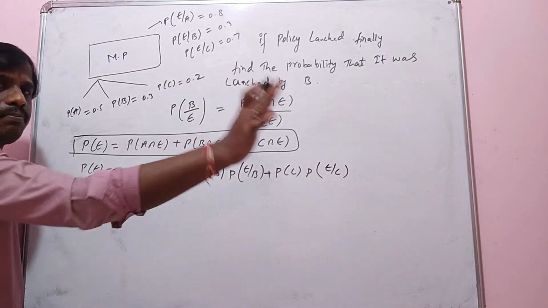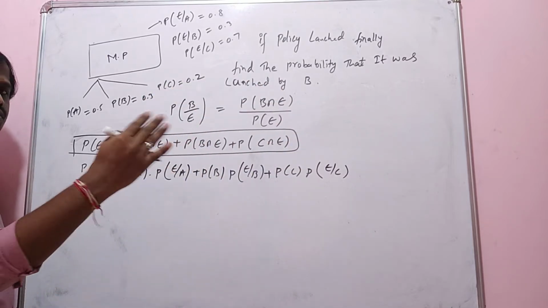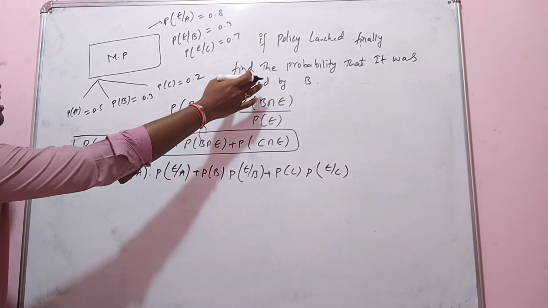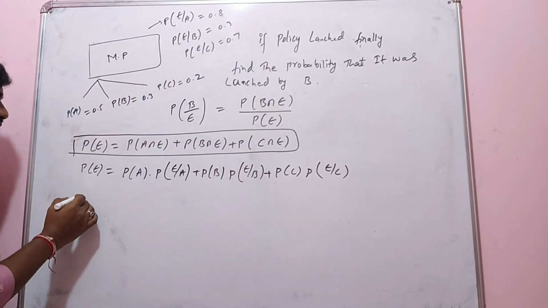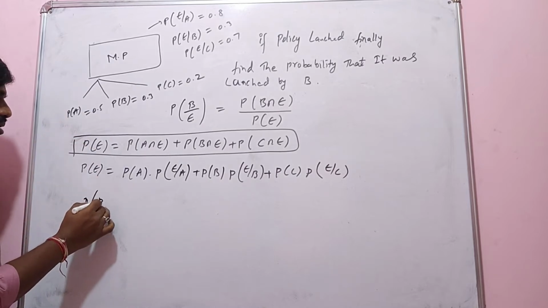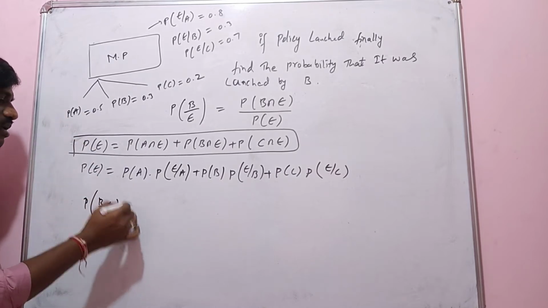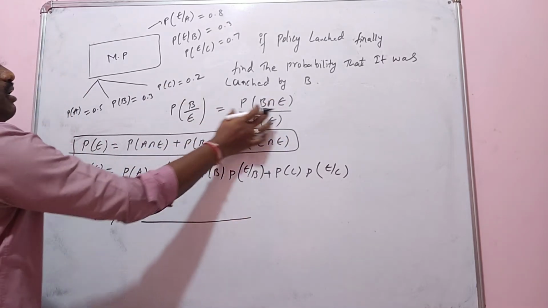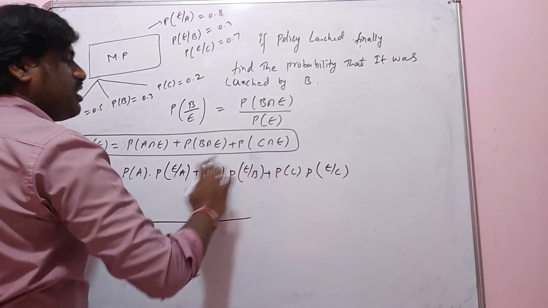This I explained in the previous lecture. In that I took 4 candidates; here I took 3 candidates. So the probability that the new policy is launched by B, that is P(B|E), is equal to, the B part should be on the numerator and the total things will be in the denominator.